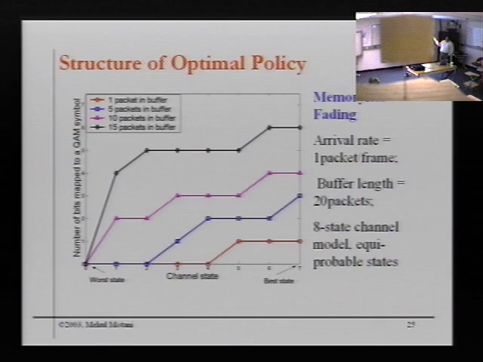This is with memoryless fading, and we get a water-filling type of solution, in the sense that it has all the characteristics: below a certain threshold you may not transmit, because it's not worth it to transmit, and above it you increase as the channel gain increases. So this is the policy for memoryless fading.